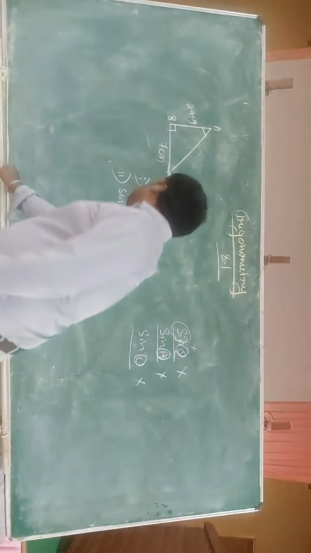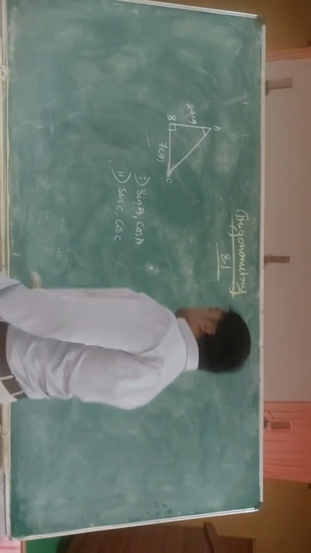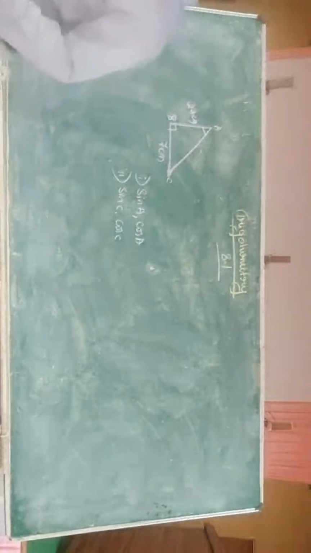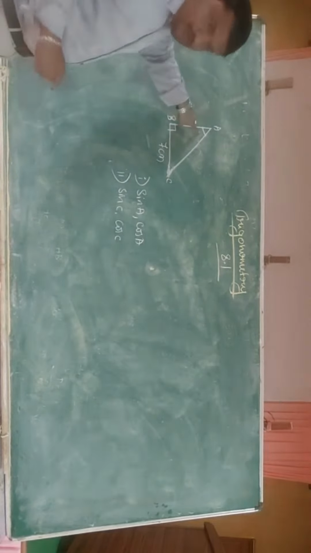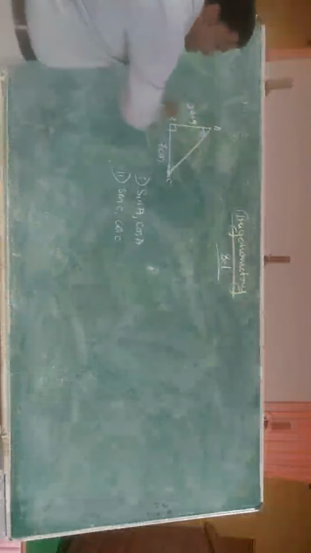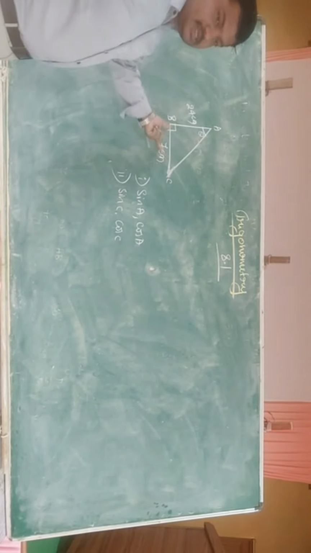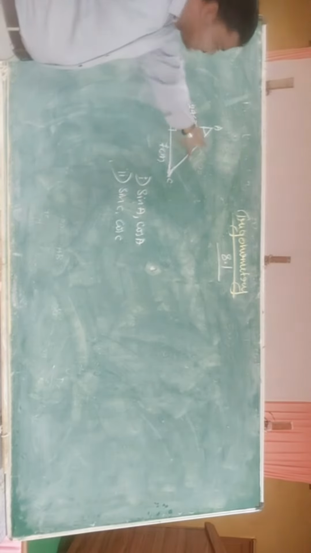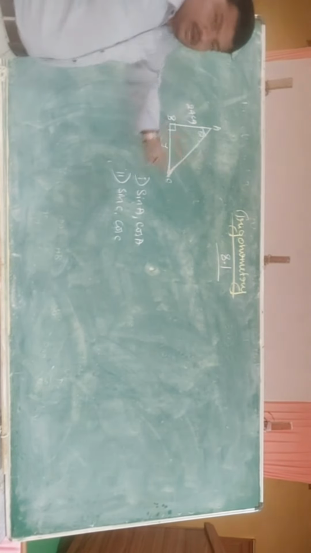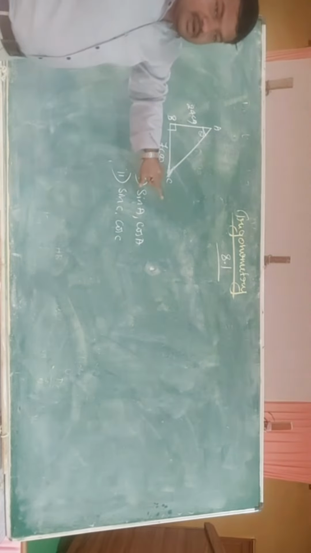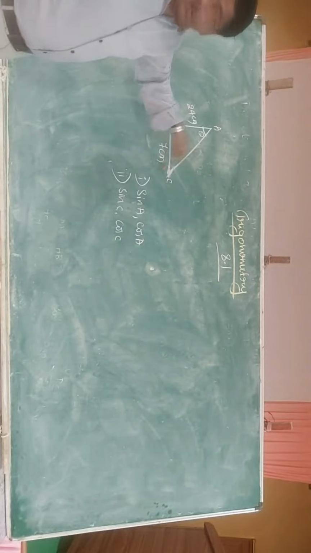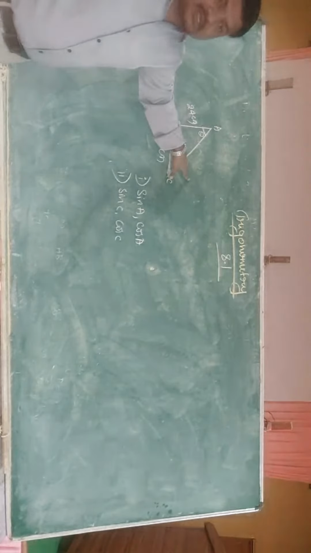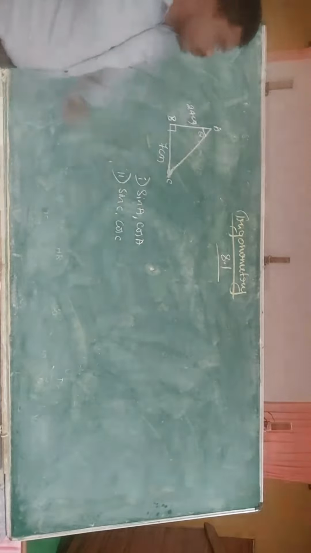Yes, now coming to the point, sin A. How can we define it? Opposite upon hypotenuse. In this triangle, imagine the angle formed at A. This is the adjacent side, not hypotenuse. This is the opposite side, and this is the hypotenuse. Sin is equal to opposite upon hypotenuse. Correct? But hypotenuse is not there. We need to calculate the hypotenuse. How can we calculate? Yes, using Pythagoras theorem.